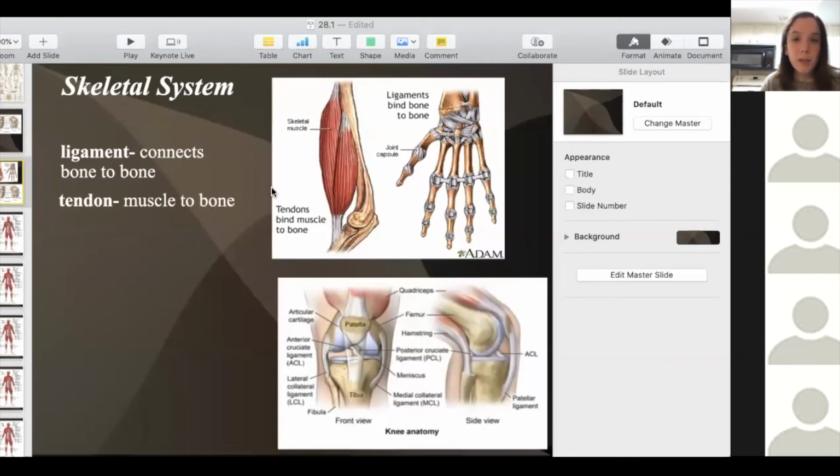And a tendon connects muscle to bone. And so you can see on here, the attachment from the muscle to the bone is a tendon, while ligament is bone to bone. And so on your hand, you can see ligaments. So those are the things that you can see above your bones on your fingers.